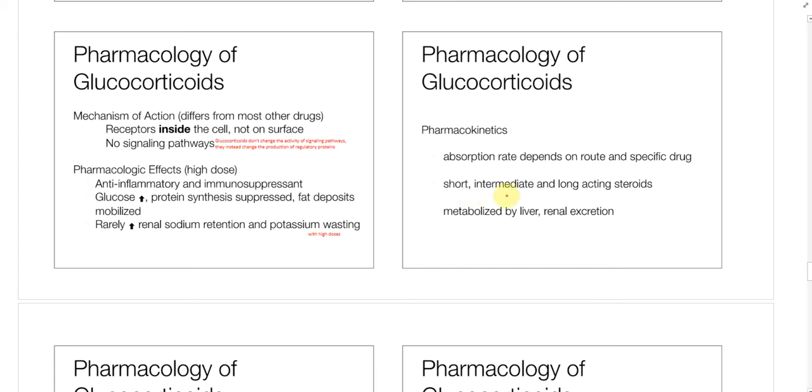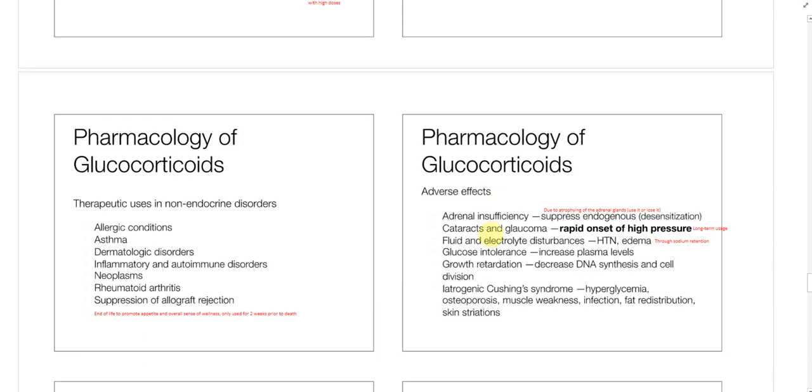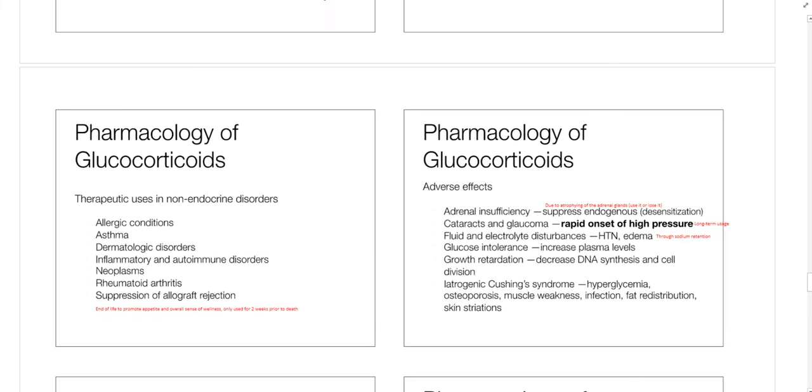So there are short, intermediate, and long-acting steroids metabolized by the liver, renal excretion, yada yada. We can give it by route as either IV or PO, oral, and different glucocorticoids have different strengths. We also can give it, this isn't really talked about, as a topical, which is good for things like eczema, dermatitis, etc.